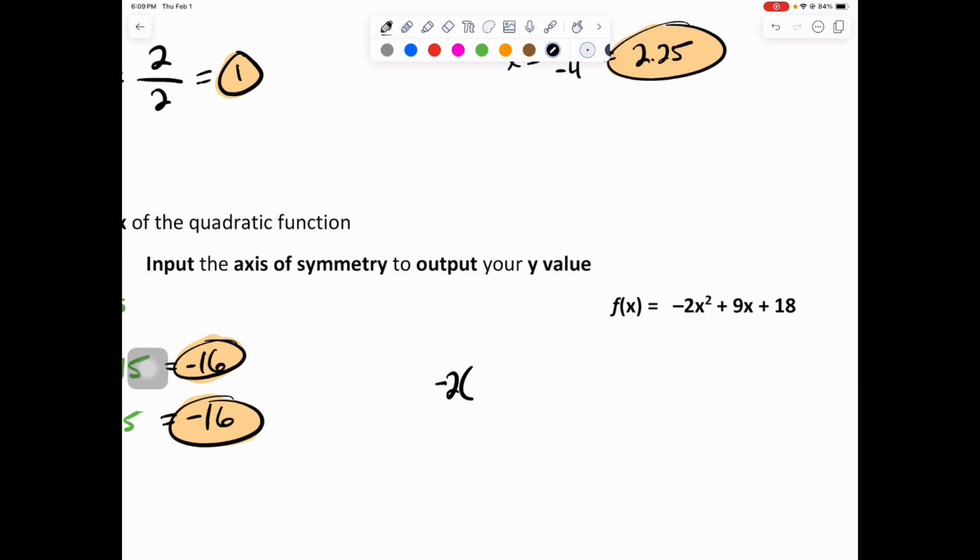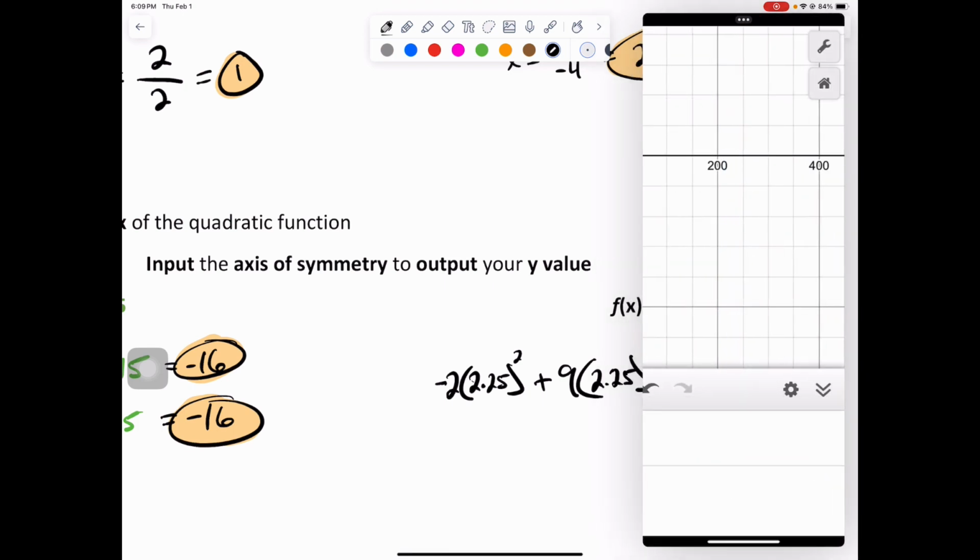We are going to wrap that 2 1/4 in parentheses. We're going to close it. We're going to square it. We're going to do plus 9. We're going to open parentheses, 2.25. Plus 18. Equals. All right, I have my Desmos coming in.